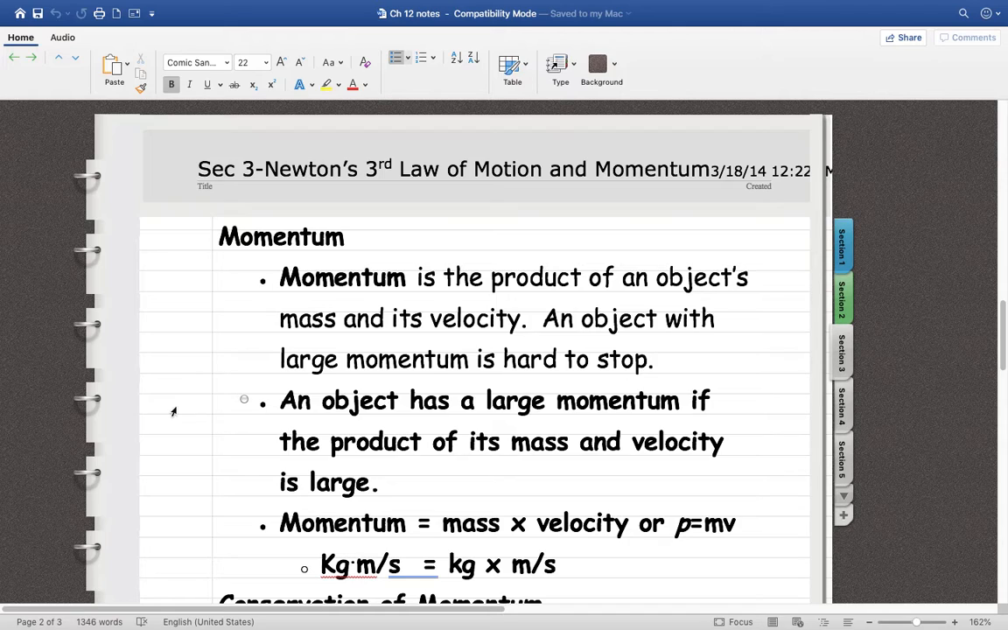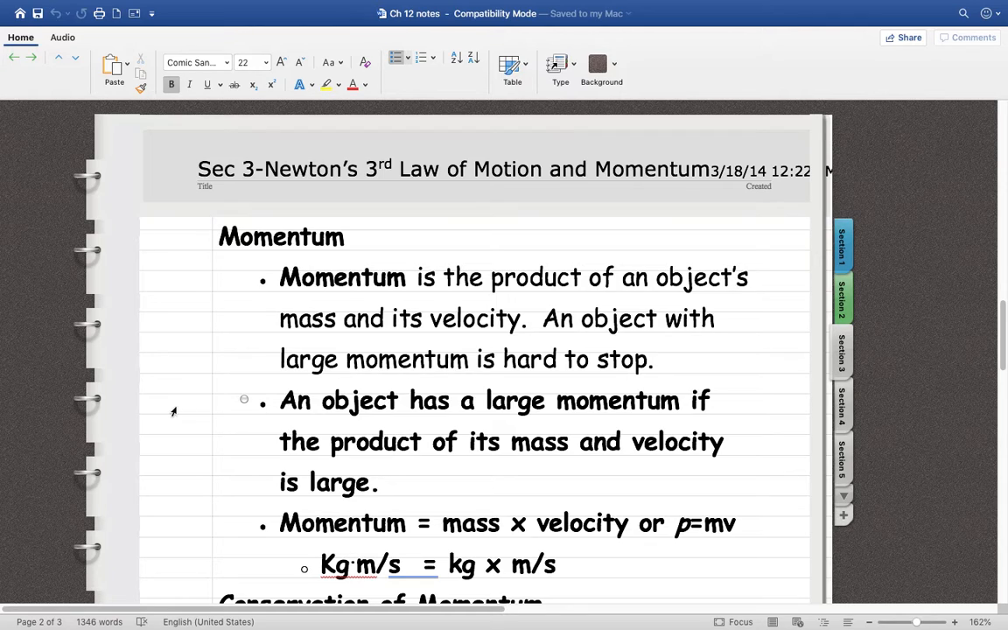All right, momentum is the product. Product means something that's multiplied. So momentum is the product of an object's mass and its velocity. An object with a large momentum is hard to stop. This is why when you start driving, they say be careful of 18-wheelers. Do not pull out in front of them. They cannot stop like a car can because they have so much momentum because of their mass and velocity.